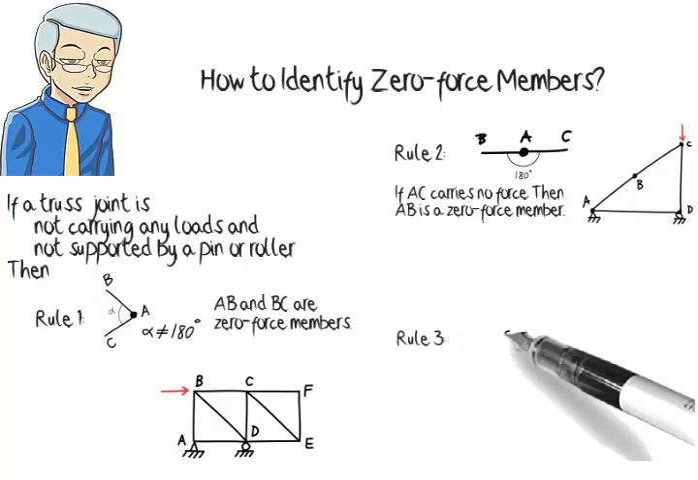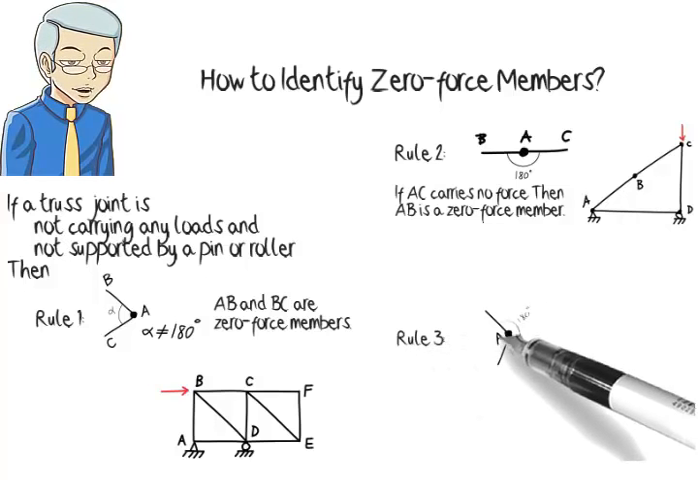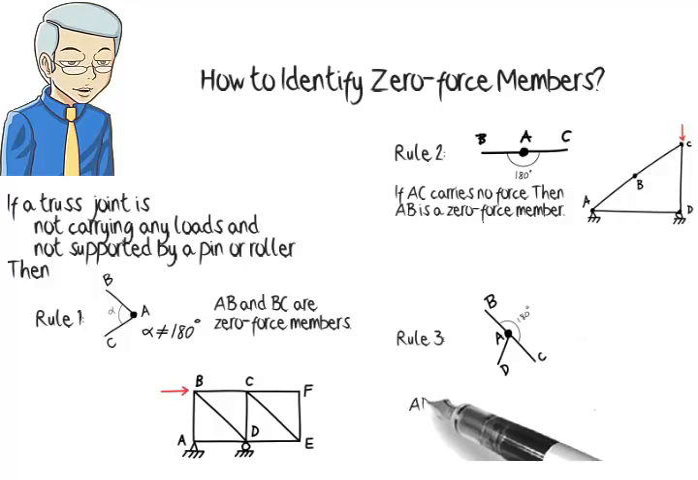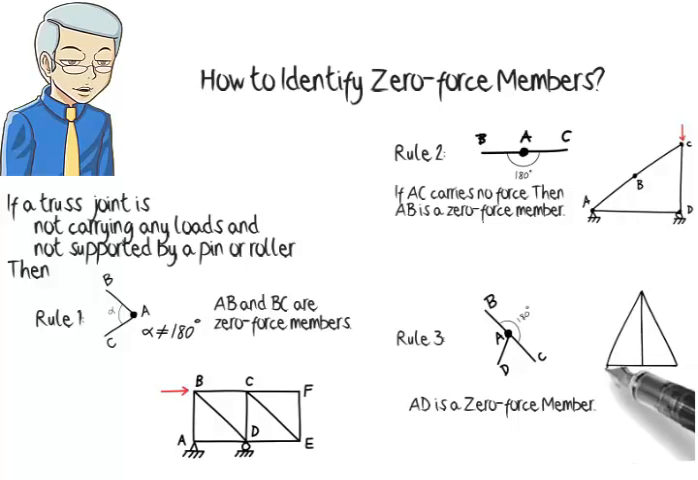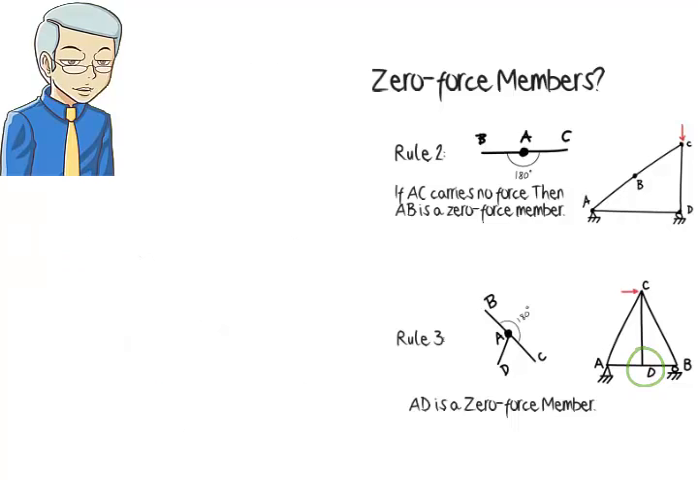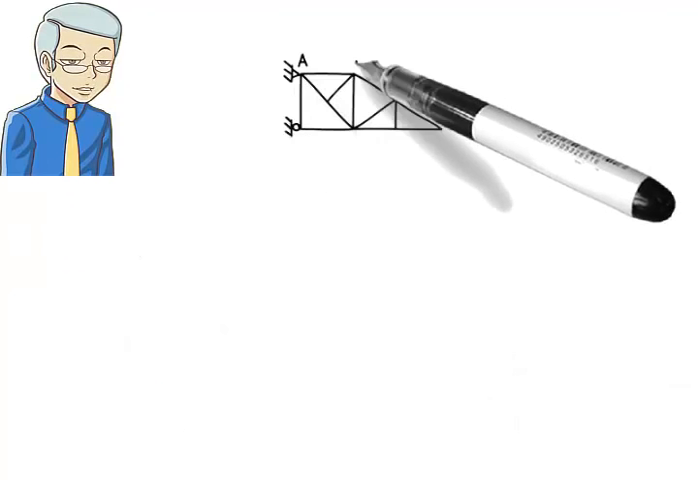Rule 3. If a joint connects 3 members only and 2 of the members are collinear, then the third one is a zero-force member. Here, joint D connects 3 members. 2 of the members are collinear, therefore CD is a zero-force member. Let's look at a few examples.